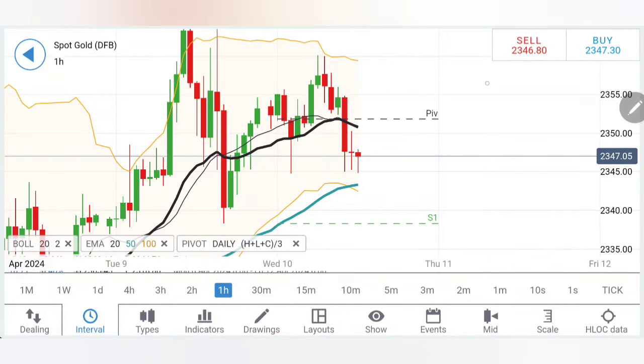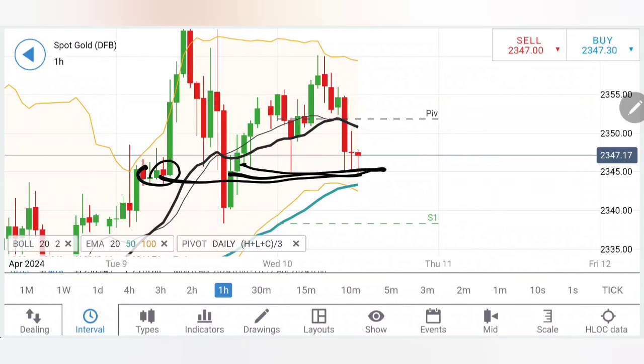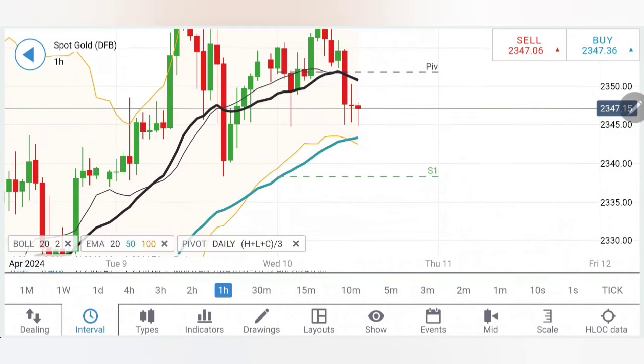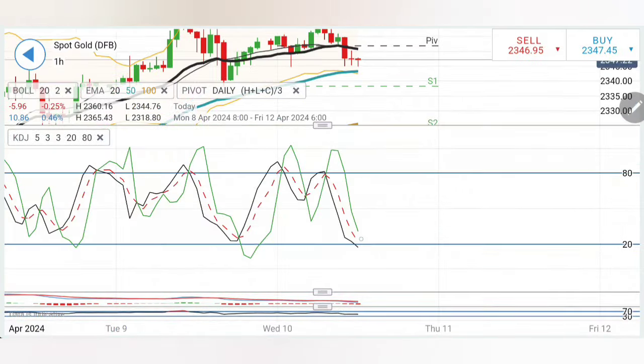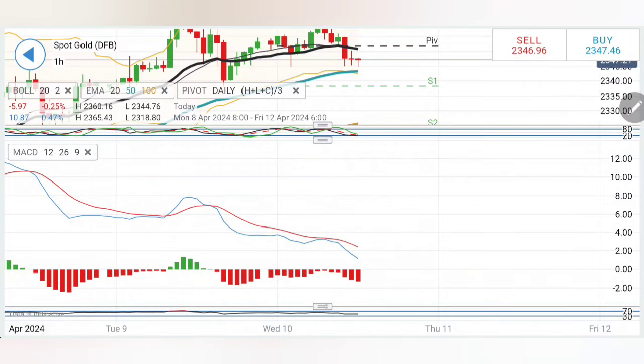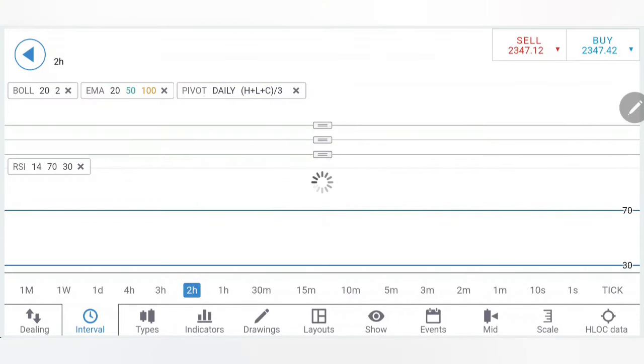Now, if you look at the formation, what has happened here on the early charts, one bigger bearish candle, sideways movement, and it is trying to give a breakout. So I will wait for it. Now look at 2345, 44 zone, very strong support exists here. It has to break below these levels in order to confirm the bearishness. The stochastic has dropped to oversold levels, MACD is bearish, RSI is flat.